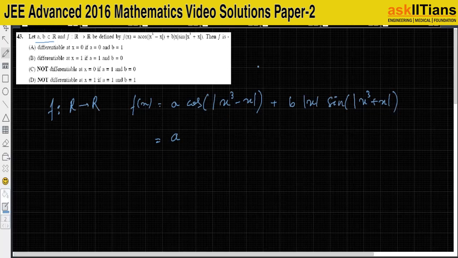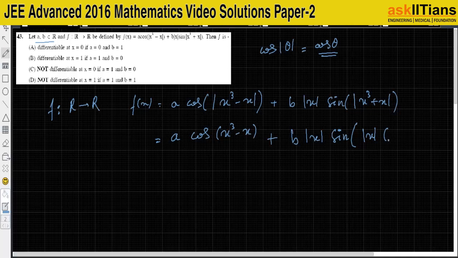But if I manipulate this a little bit, this is cos of mod of something, right? Suppose this is theta, so cos of mod theta will always be cos theta. Why? Because whether this mod opens with a plus sign or a minus sign, cos of theta and cos of minus theta are both the same. So this mod I can simply remove. This is nothing but simply cos of (x cube minus x). Mod will just go away, right? And this quantity is nothing but b times mod x, sin of mod x into (x square plus 1). X square plus 1 is always a positive quantity.